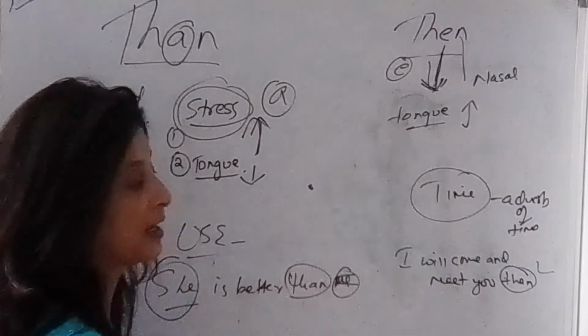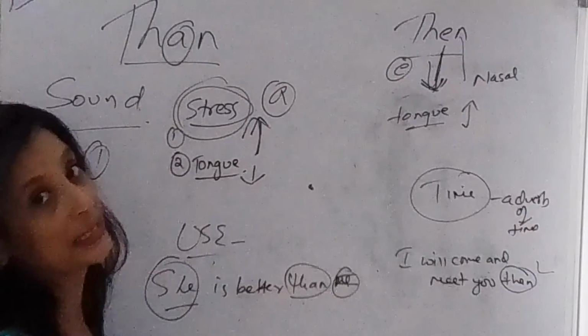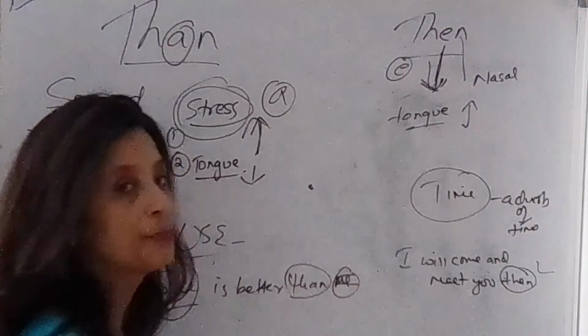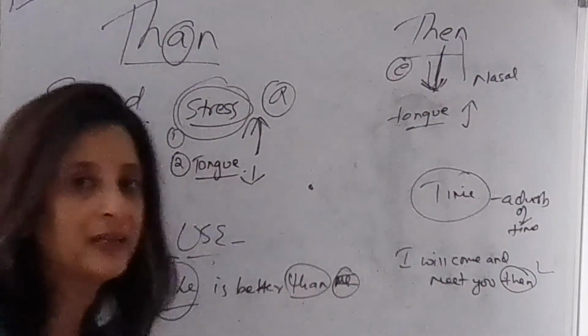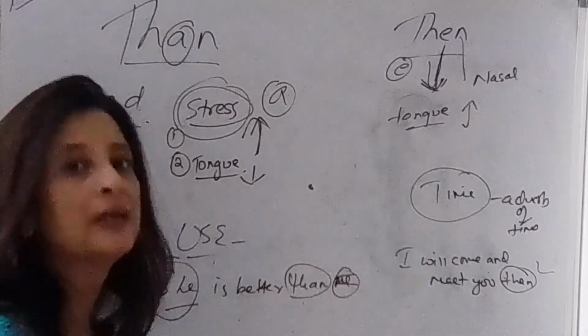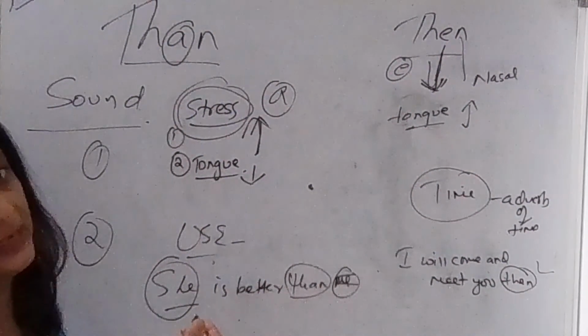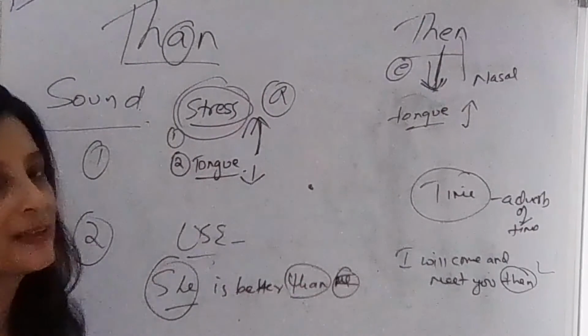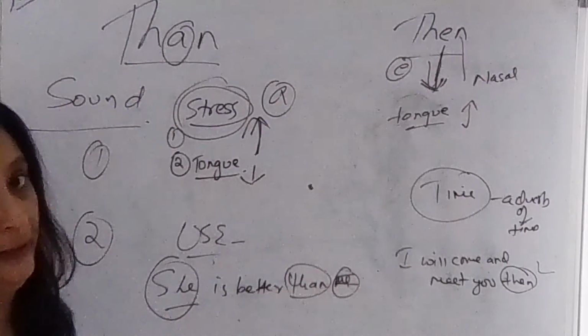Here the time is not mentioned, okay? But it is indicated. So when time indication is given, when time is not mentioned, then you use "then". And otherwise, when you are using a comparative degree, you use "than".